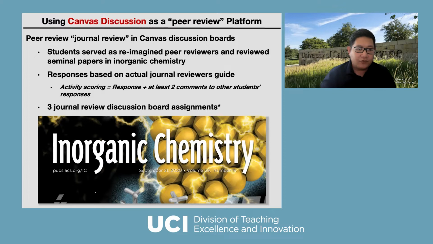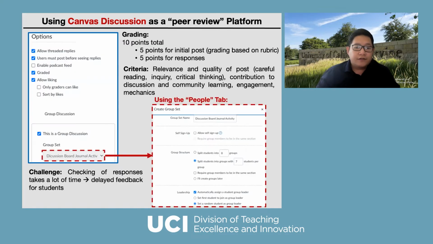For the scoring, it's their initial response and then 2 other comments to students' responses. They won't be able to see the other student responses until they put in their first response. There were 3 journal review discussion board assignments spaced about 2 to 3 weeks apart during the quarter. So these are some of the things that are quite important if you want to implement it. If you create this Canvas discussion activity, here are some of the checklists.